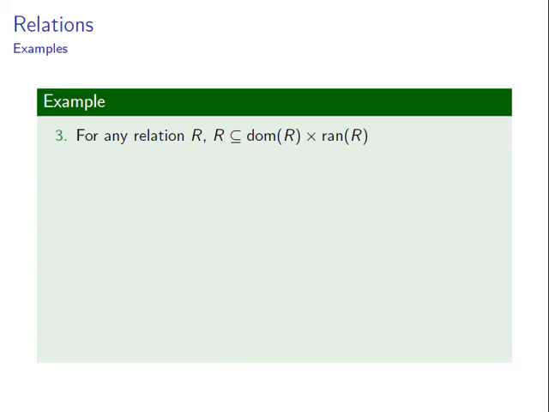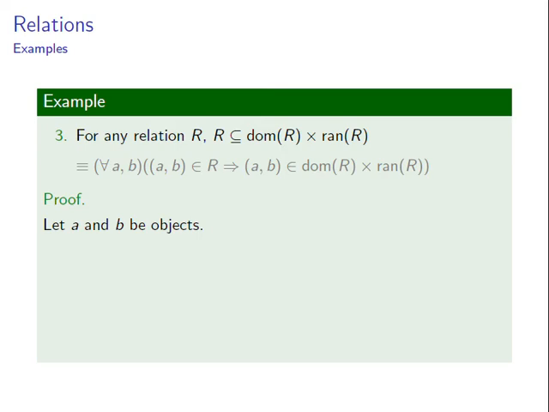Consider the claim: for any relation R, R is a subset of the Cartesian product domain of R cross range of R. This is equivalent to the statement: for any A and B, if the ordered pair (A, B) is an element of R, then (A, B) is an element of the Cartesian product domain of R cross range of R.